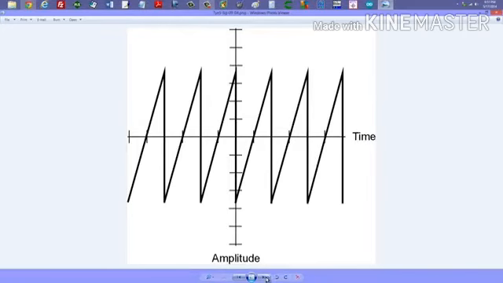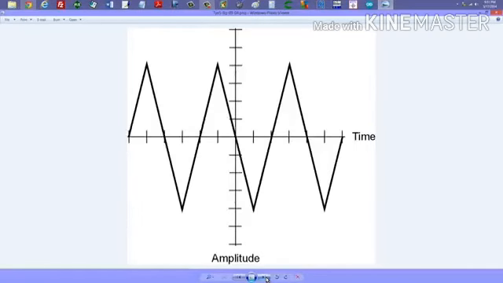Those are just arbitrary increments, by the way. They can be just about anything you want them to be. Same with the voltage. Now this particular type of wave is known as a triangular wave. It's not a true sawtooth.